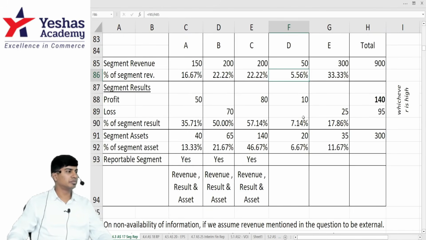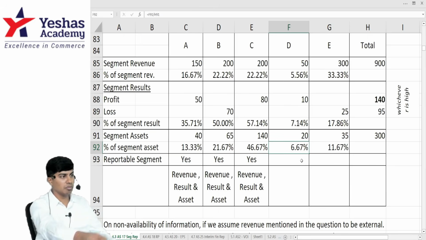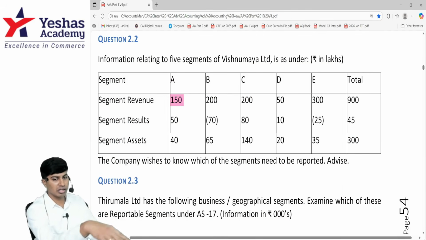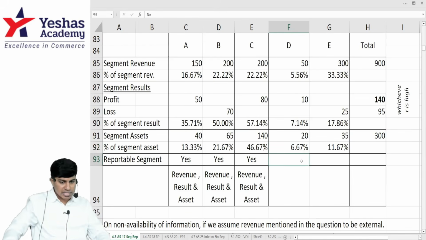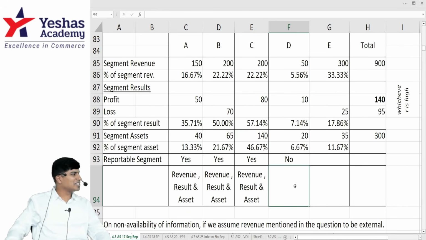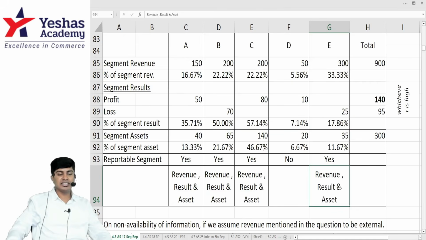How about segment D? 5.56. Oops. No. 7.14. Oops. No. 6.67. No. Is it reportable? But just check if they've given some information about previous year or something like that. Check once before you write conclusion. Have they given? So it is not reportable. There is no reason why it is not reportable. If it is reportable, we can quote a reason. Am I right? Then segment E, 33.33, 17.86, 11.67. Reportable, not reportable. What is the reason? All three.